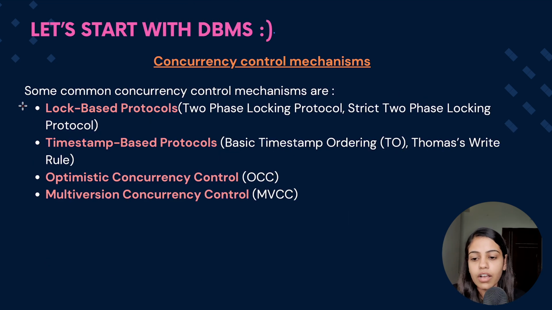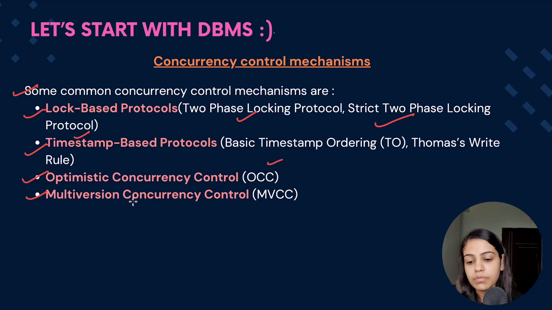Now coming to some common concurrency control mechanisms. The first one is log-based protocol. As part of this we would be learning about two-phase locking, strict two-phase locking and locking protocols. Coming to the next one, that is timestamp based protocols. As part of this we would be learning about basic timestamp ordering and Thomas Write's rule. The third one is optimistic concurrency control, that is OCC. The fourth one is multi-version concurrency control, that is MVCC.